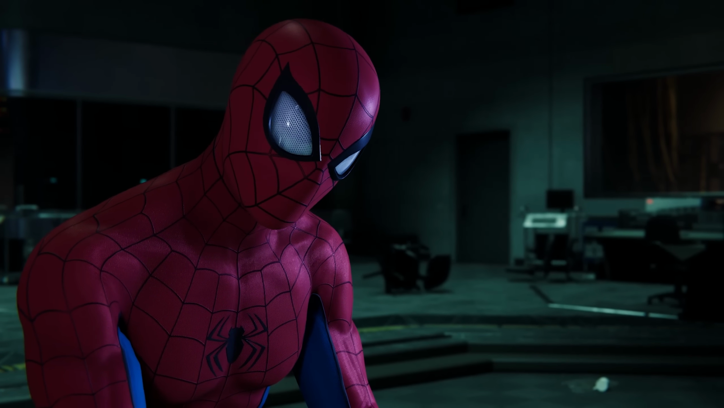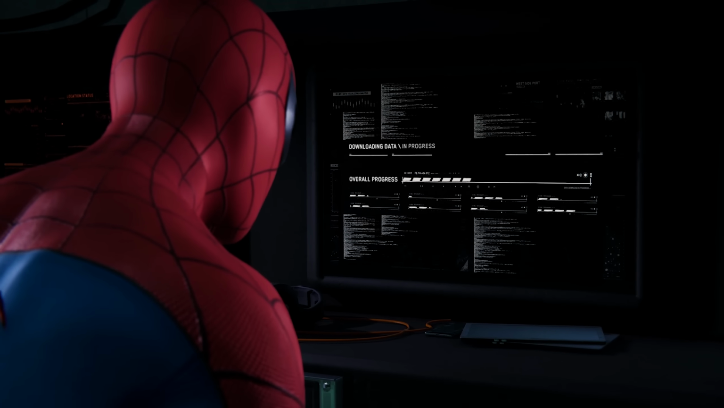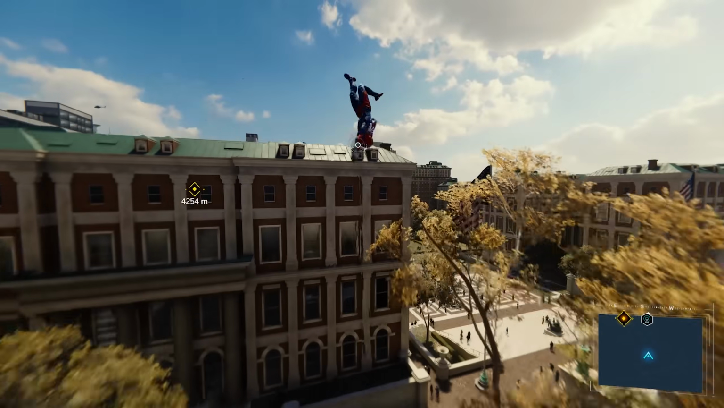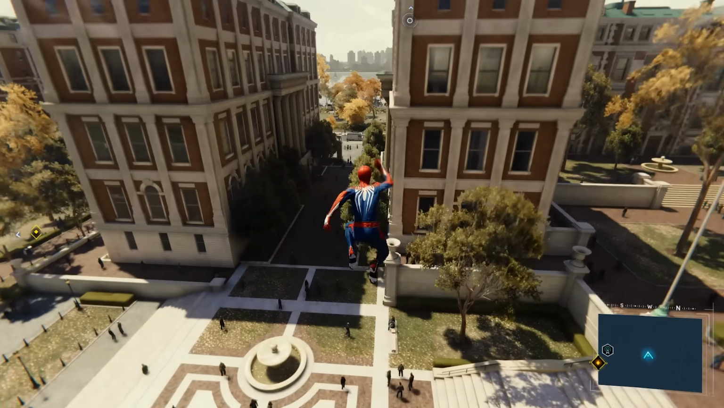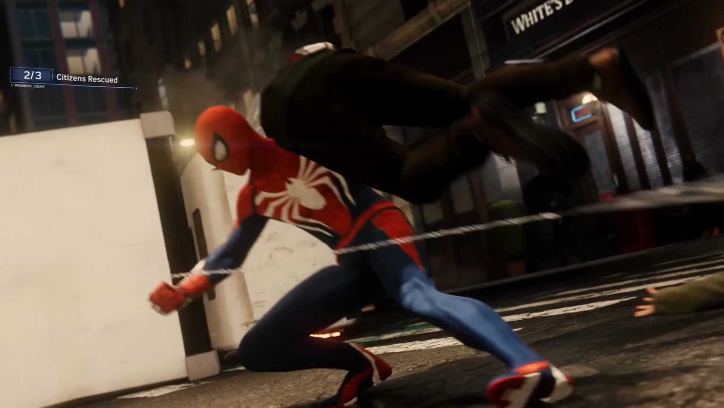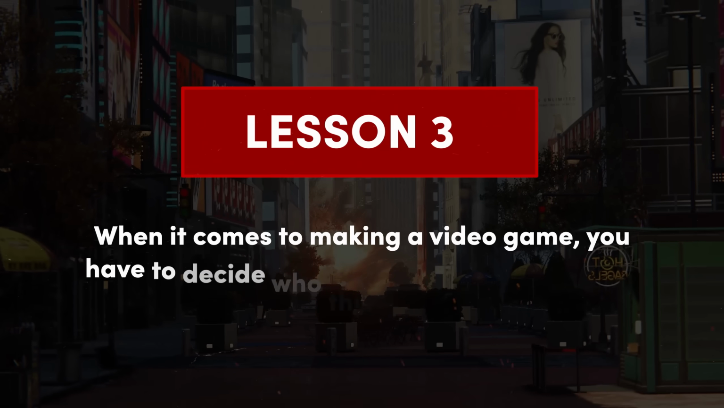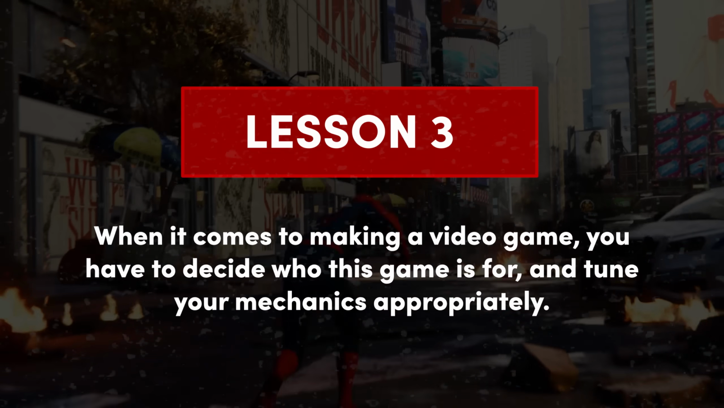And if you consider that a blockbuster PS4 movie tie-in is probably aimed at a more casual gamer, well then Insomniac should really be praised for finding a way to give those players the incredible sensation of being Spider-Man, even if it didn't work for me. So when it comes to making a video game, you have to decide who this game is for and tune your mechanics appropriately. You can't please everyone, right?